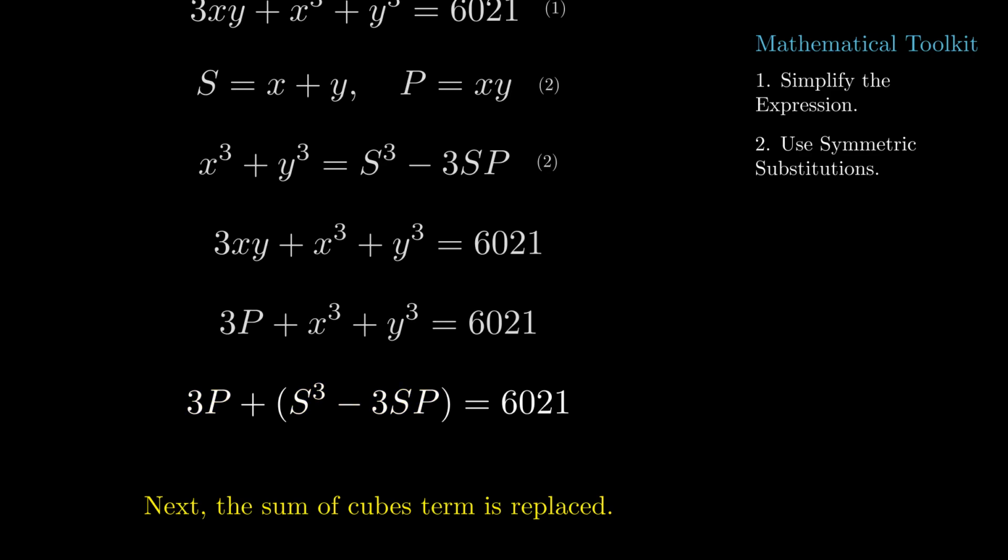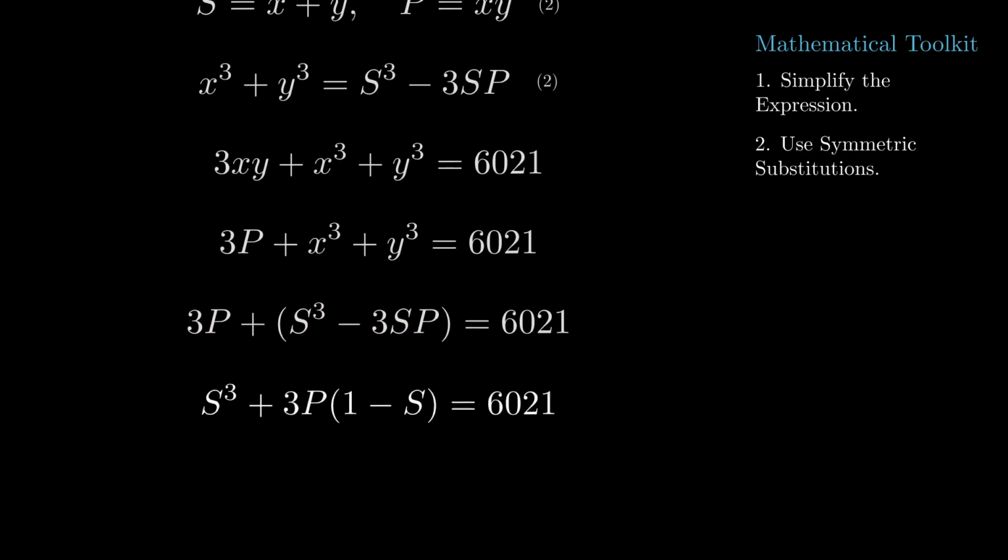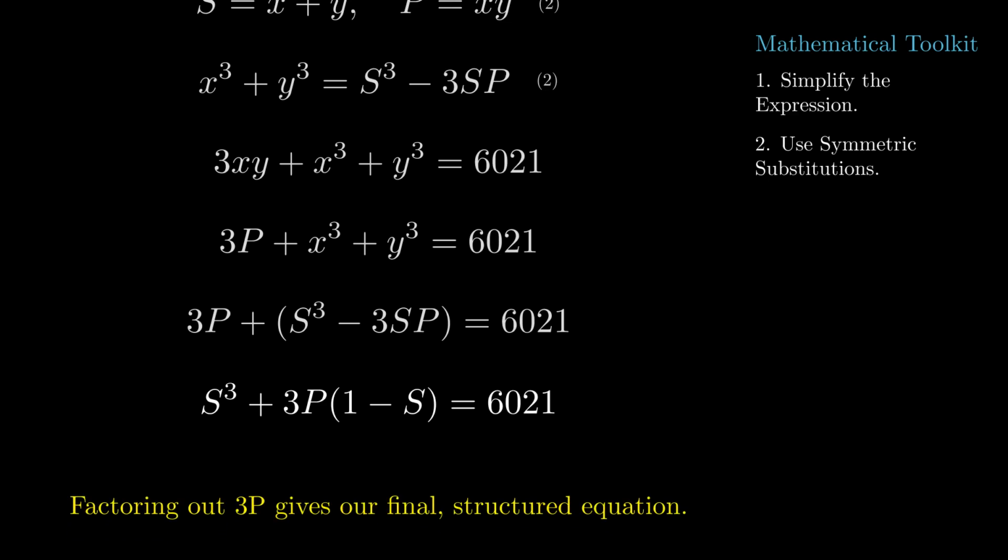This gives us an intermediate equation. Notice the positive 3p and the negative 3sp terms. We can factor out 3p from those terms, leading to our final, highly organized structure.